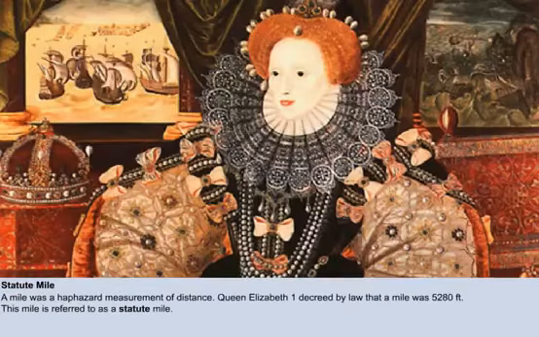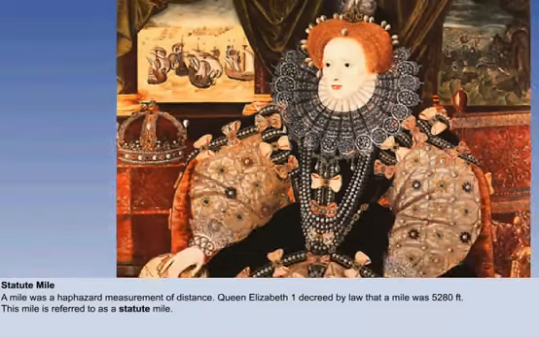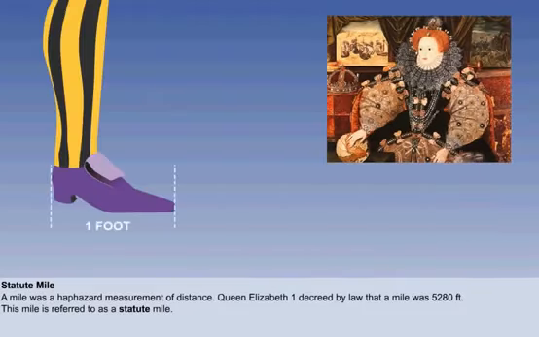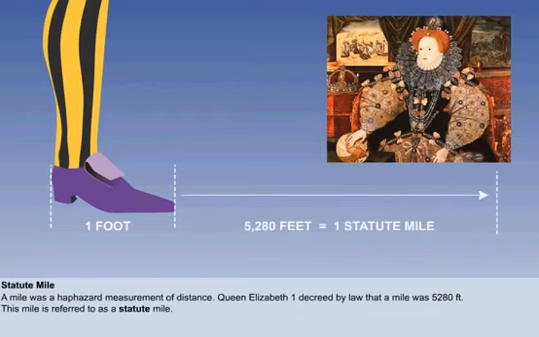With such variation in the measurement of the mile, Queen Elizabeth I of England made a decree that a mile was to be 5,280 feet, where the term foot was a known distance. As this was declared by law, it became known as the statute mile. The statute mile is used in many countries, including the UK and USA, as the standard for measuring distances on the ground, for example, on road traffic signs.